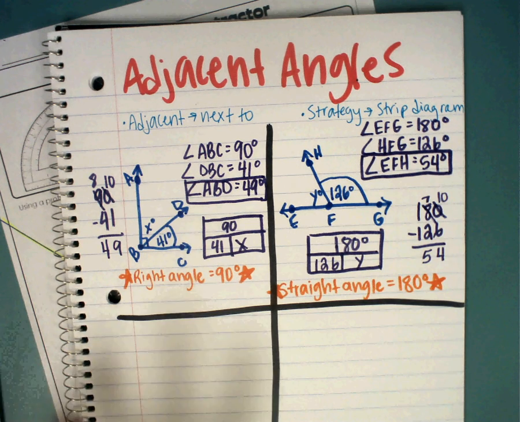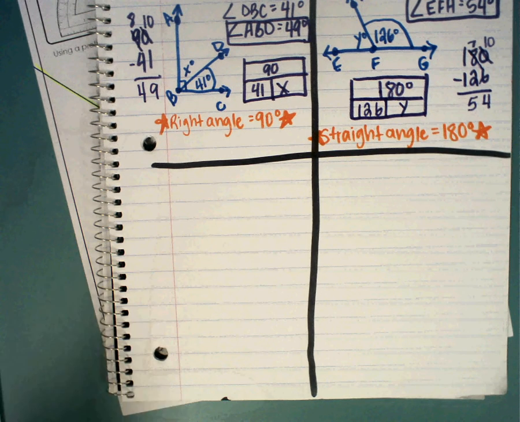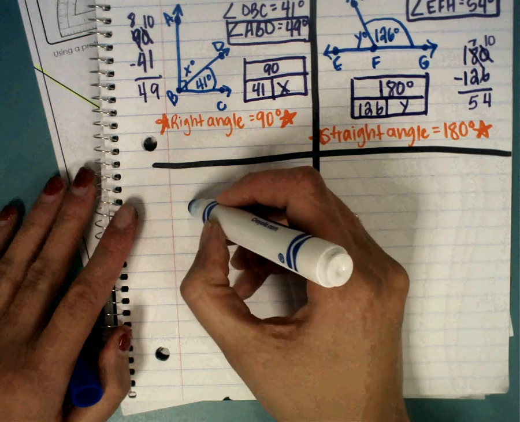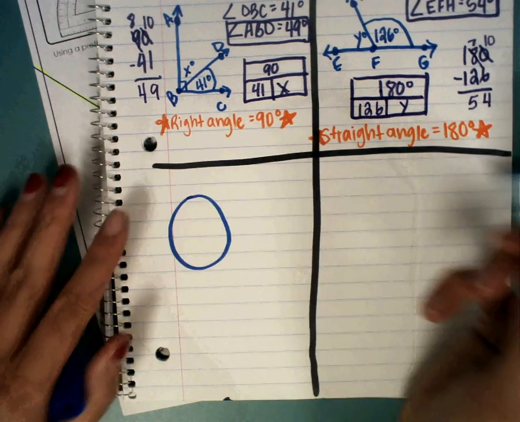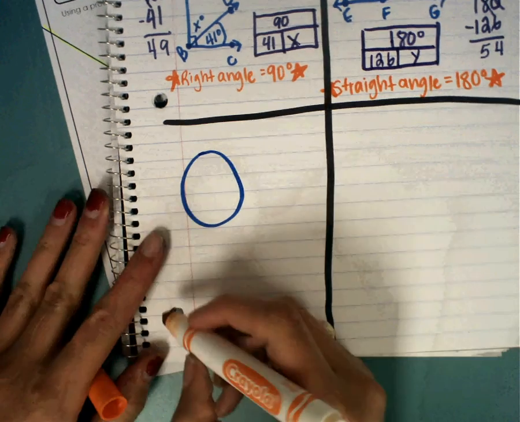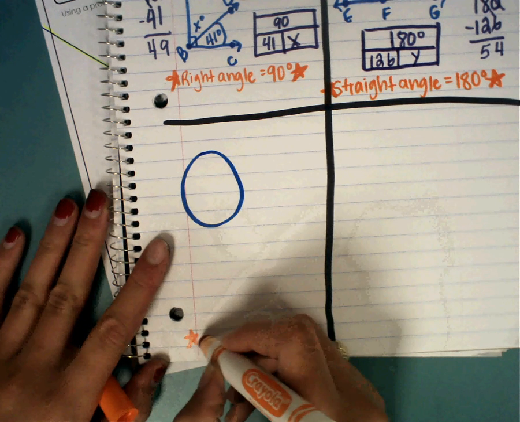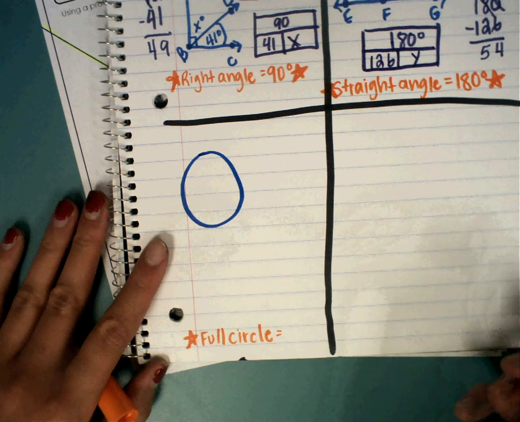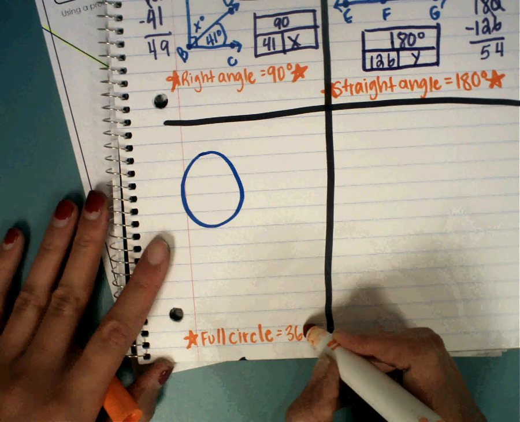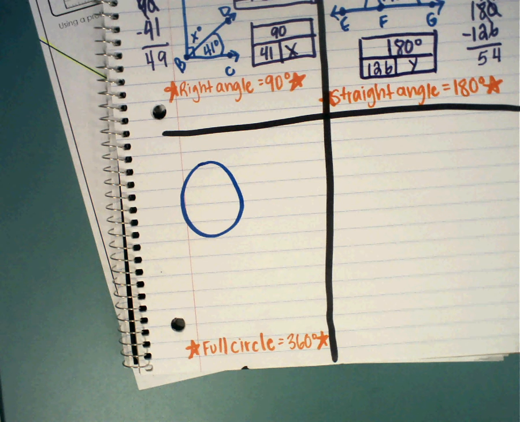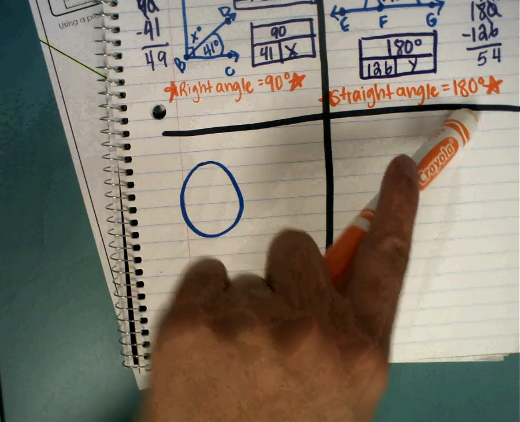The next situation you're going to see is a circle. So sometimes they're going to give you a circle that looks like this. So you got a circle, and there's a very important piece of information you need to remember, and that is that a full circle equals how many degrees? 360 degrees. Do you notice a pattern here? 90, 180, 360? Double of 90 is 180. Double of 180 is 360.